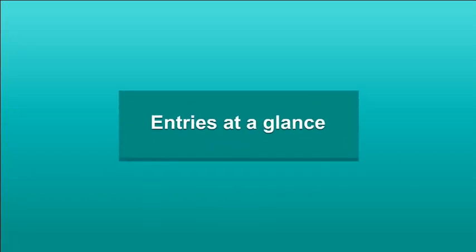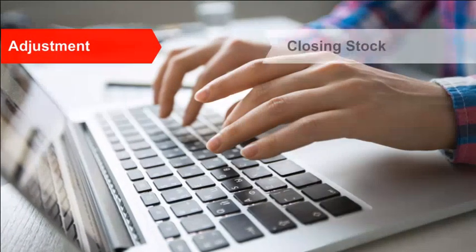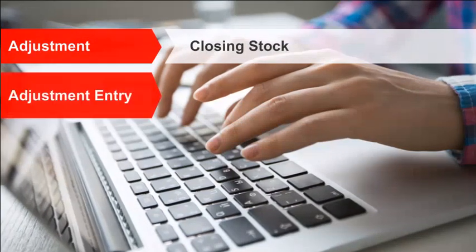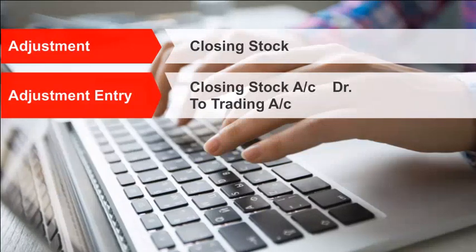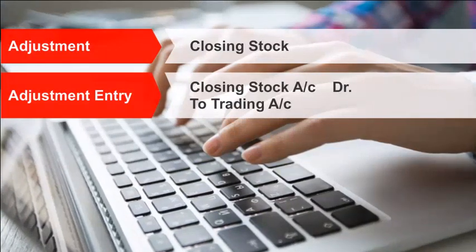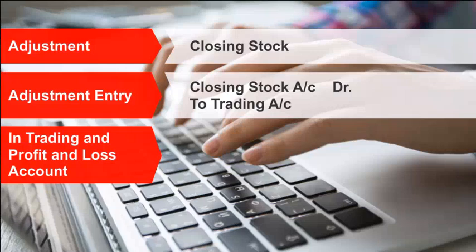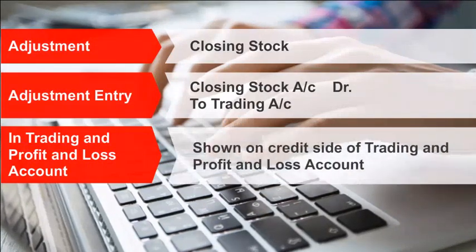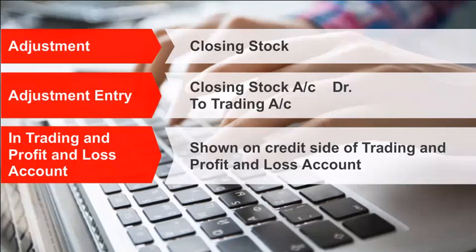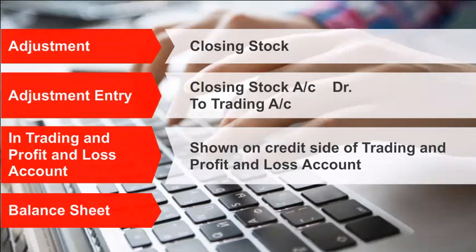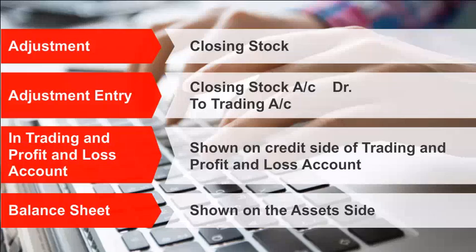Entries at a glance. Adjustment: closing stock. Adjustment entry: closing stock account debited to trading account. In the trading and profit and loss account, it is shown on the credit side of the trading account. In the balance sheet, it is shown on the asset side.